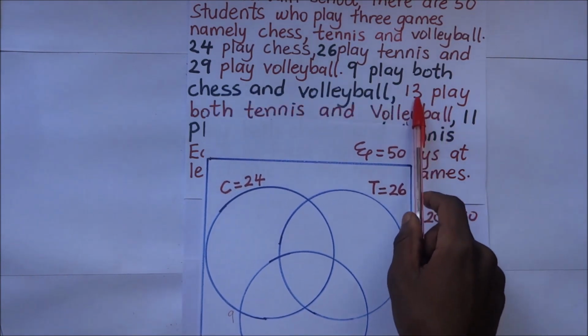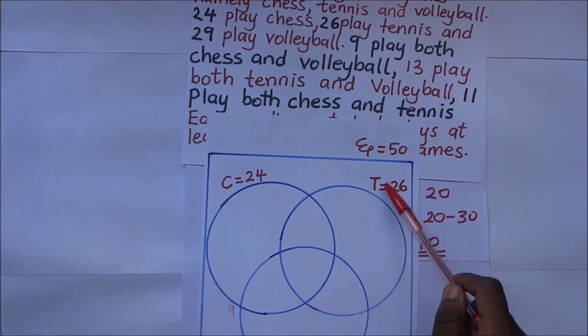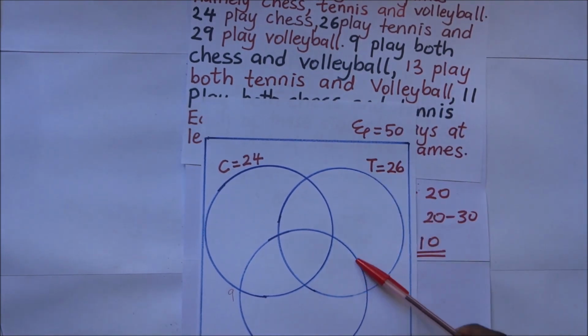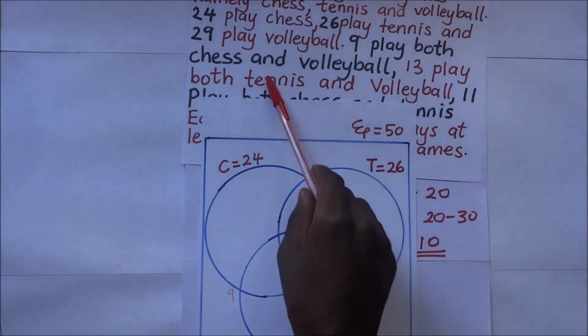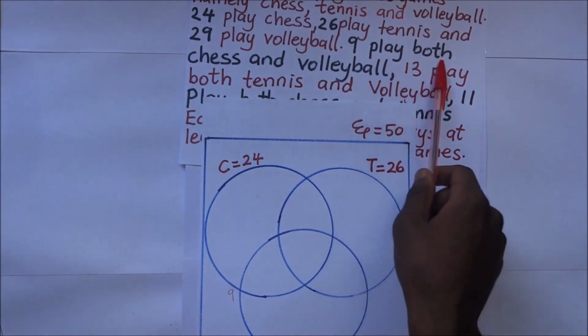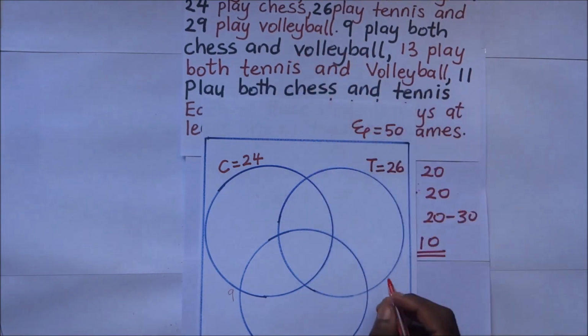Then 13 play both tennis and volleyball. So both tennis and volleyball, it's the same story. They are lying in this whole group. So there are how many? 9 play both chess and volleyball. 13 play both tennis and volleyball. So we put the 13 right there, temporarily.